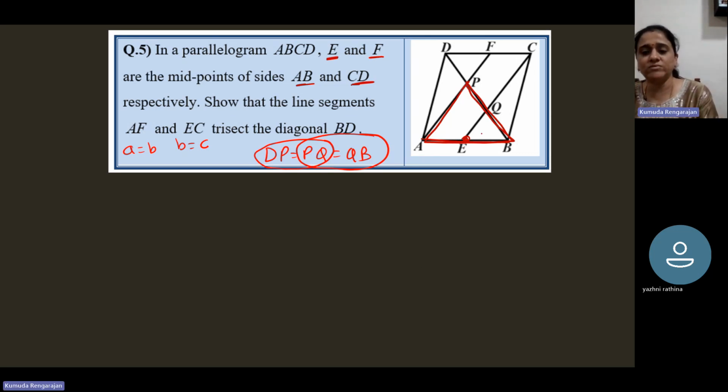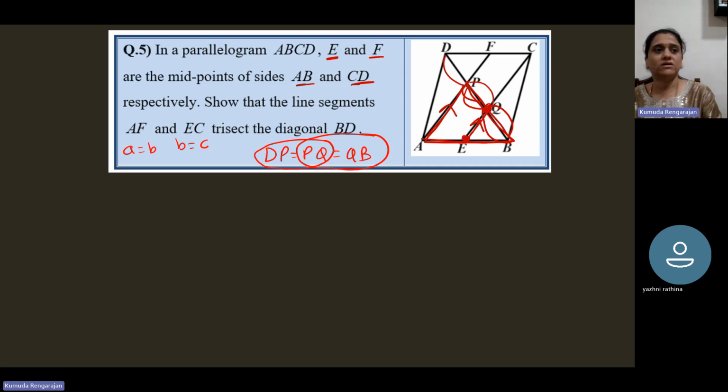Now use the converse of the midpoint theorem. E is the midpoint of AB. Through the midpoint E, we have EQ parallel to AP. That's not given. But because AECF is a parallelogram, opposite sides are parallel. So EQ is parallel to AP. So a line through the midpoint E, parallel to the second side, bisects the third side. Therefore, Q is the midpoint of BP. If Q is the midpoint of BP, that means PQ is equal to QB. Earlier, we proved DP is equal to PQ. Now, PQ is equal to QB. So, put together, DP is equal to PQ is equal to QB.